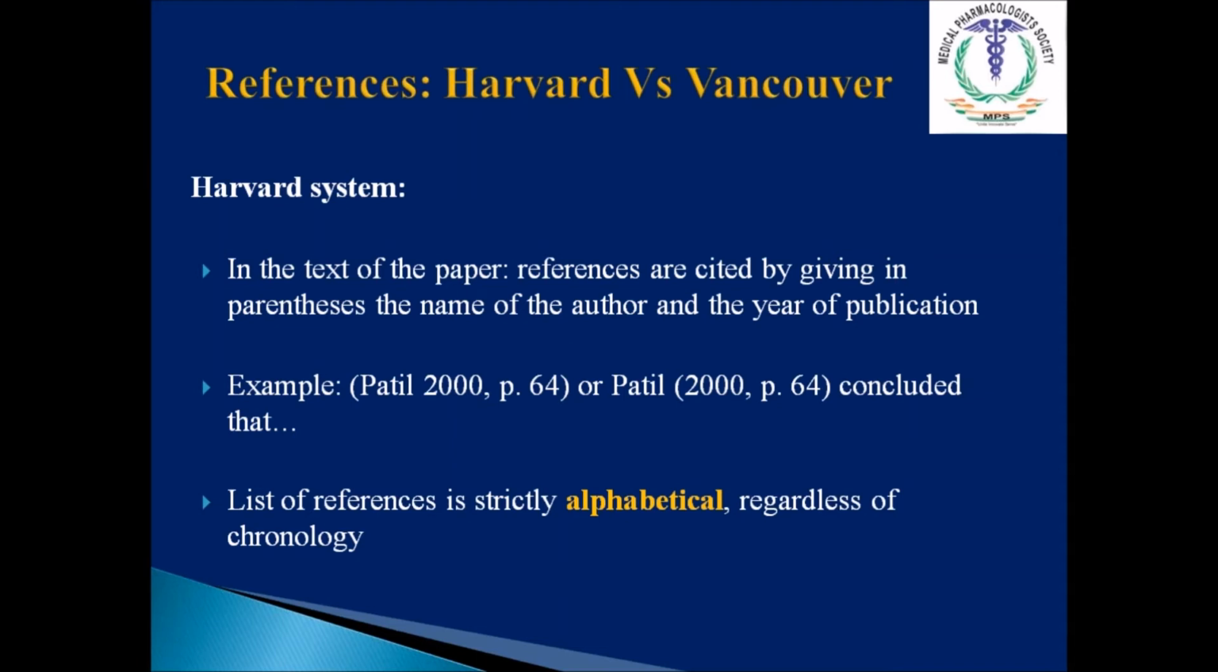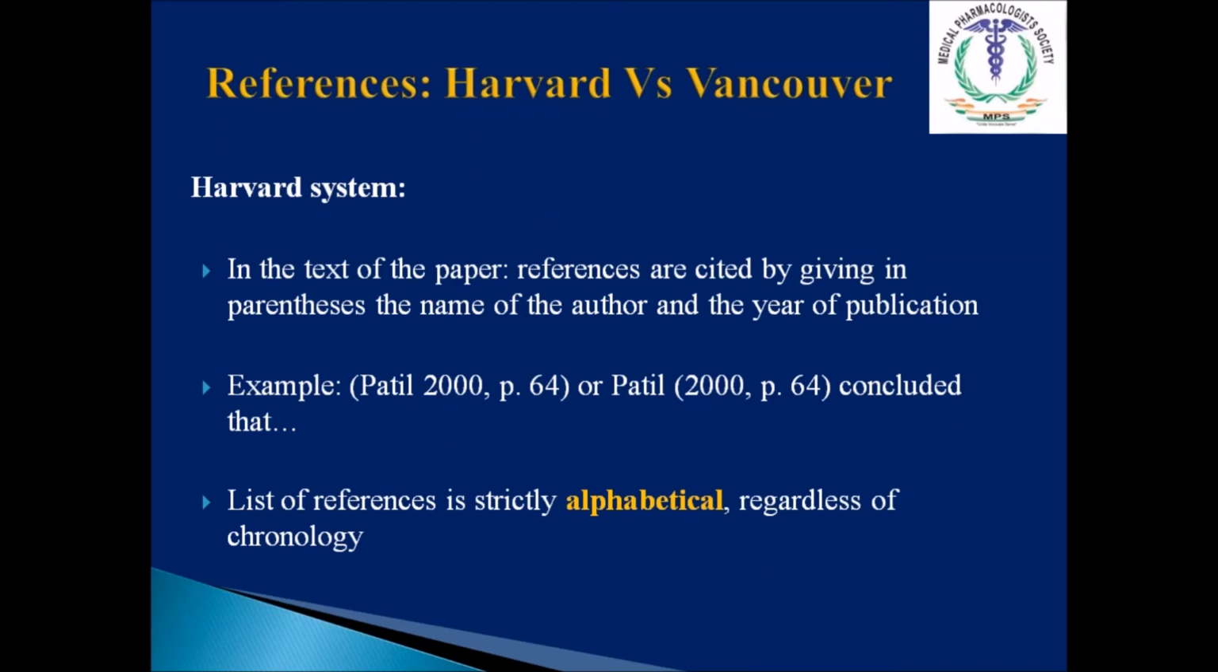So in the main paper, we write the author name, year, and the page number. And at the end of the paper, after your conclusion, we write the references in a strictly alphabetical order, regardless of chronology. That means A, B, C, D, we follow in the referencing instead of numberings. So that is the difference between the Harvard and the Vancouver.